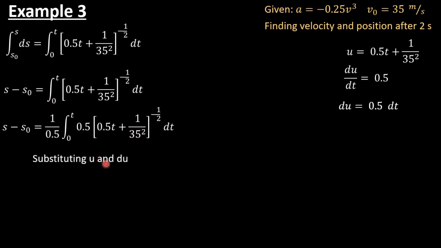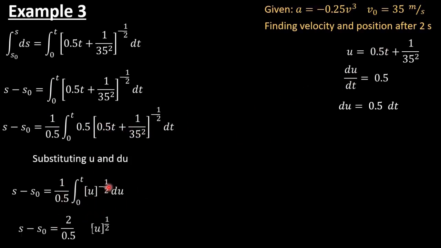So let's substitute u and du into there. I replace 0.5 times dt with du, and then replace (0.5t plus 1 over 35) squared with u. Evaluate that integral: you remember, increase the exponent by 1 to get a half, and then divide by a half, which is the same thing as multiplying by 2. So that's how I get the 2 there. Then I want to substitute u back into there. Remember u was (0.5t plus 1 over 35) squared. Substitute that back in, and that 2 over 0.5 simplifies down to 4.